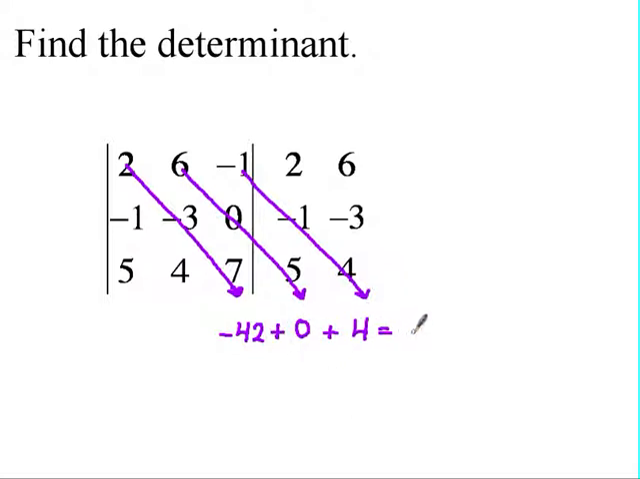And what do you get? Negative 38. Okay? So we did the down diagonals. Where do I start next? The 5. And I'm doing the up diagonal. So let's go along the first one. What do you get along that first one? 15. Good job.